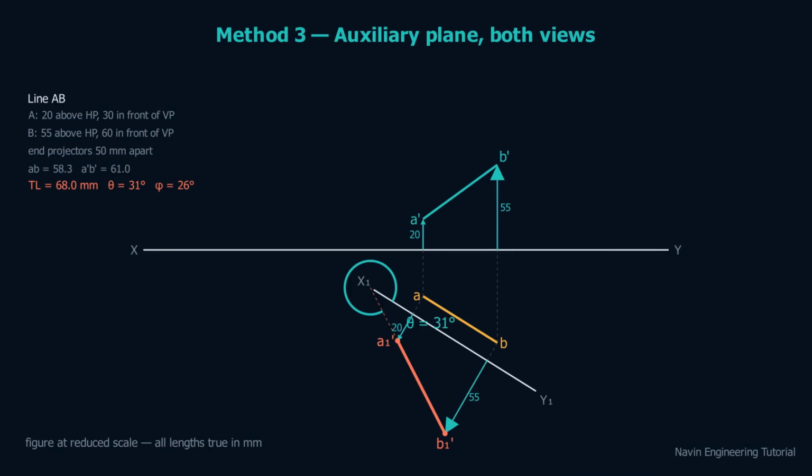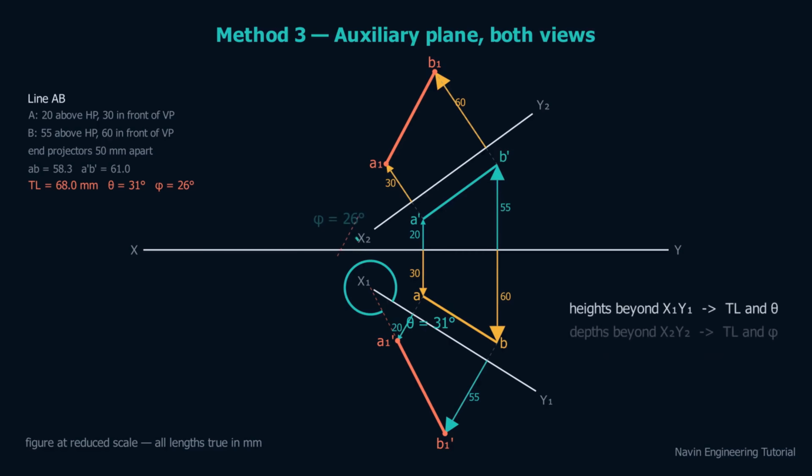31 degrees. Second construction, same idea, other view. x2, y2, parallel to the front view, drawn above it. Project A' and B' across, and this time carry the depths from the top view, 30 and 60. Join. The true length again, 68 millimeters in perfect agreement. And its angle with x2, y2 is phi, 26 degrees.